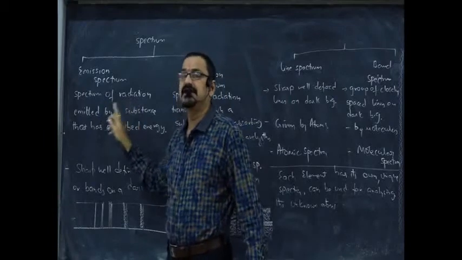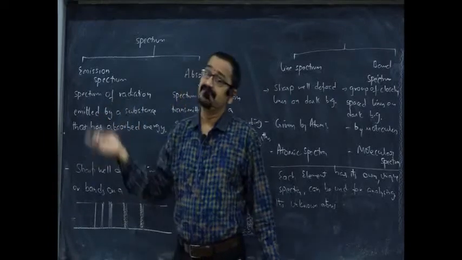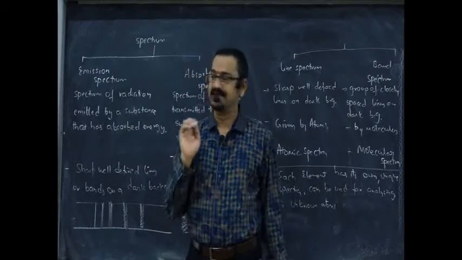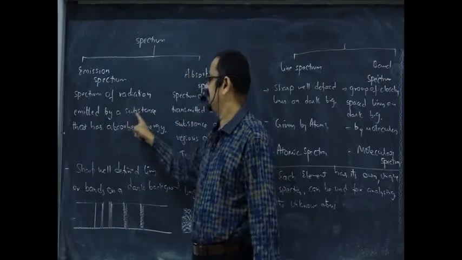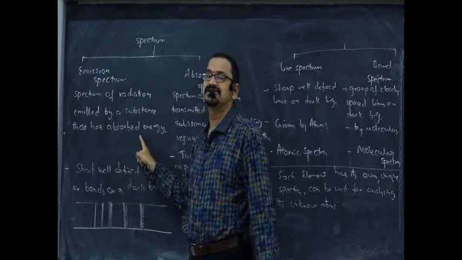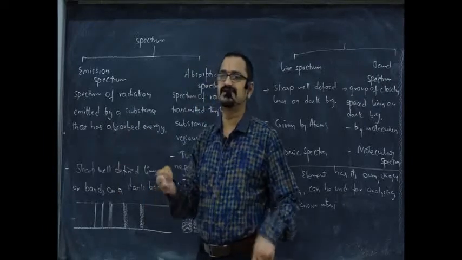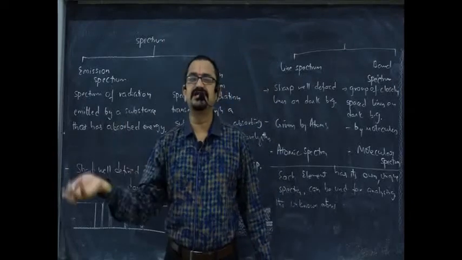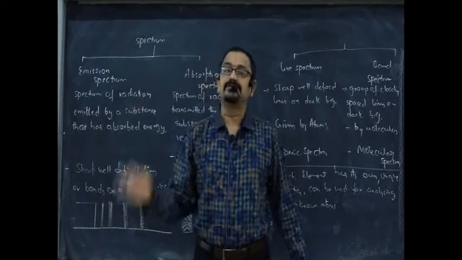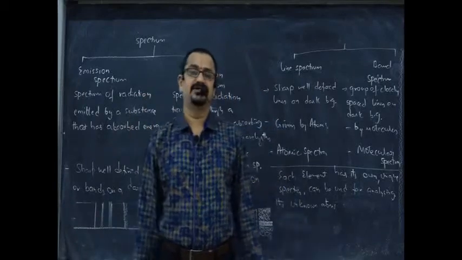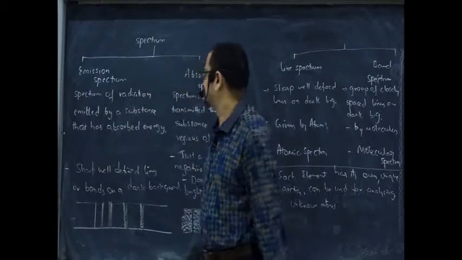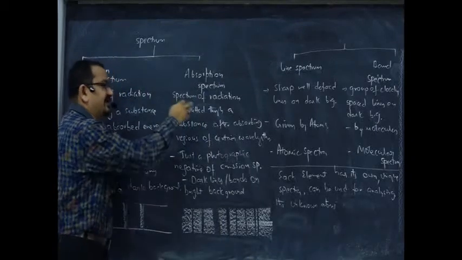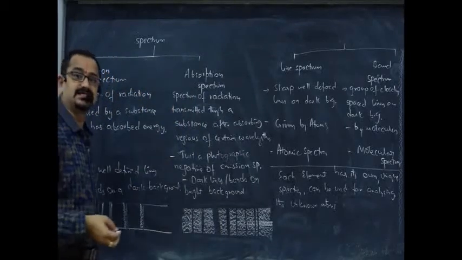Spectrum of radiation that is emitted by a substance which has already absorbed energy. Spectrum of radiation emitted by a substance that has absorbed energy means previously it has absorbed energy and shows excitation, and while de-excitation, whatever the energy emitted out, that spectrum of that emitted radiation is called an emission spectrum. And when it comes to absorption spectrum, it is the spectrum of radiation transmitted through a substance.